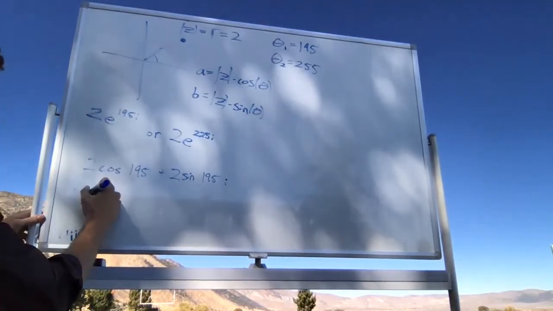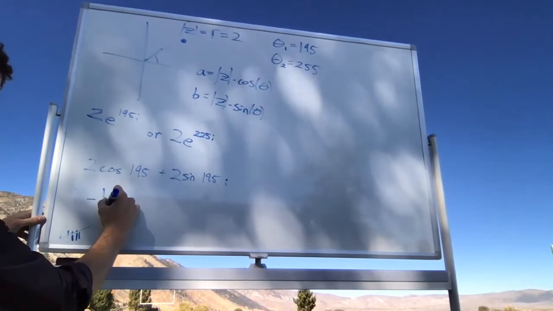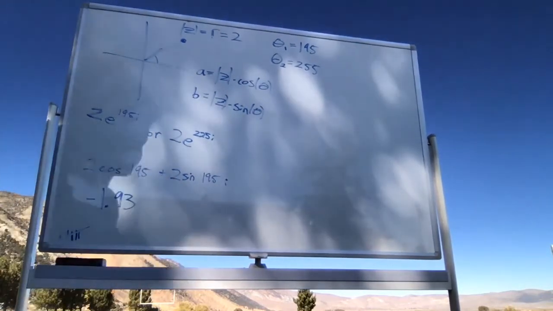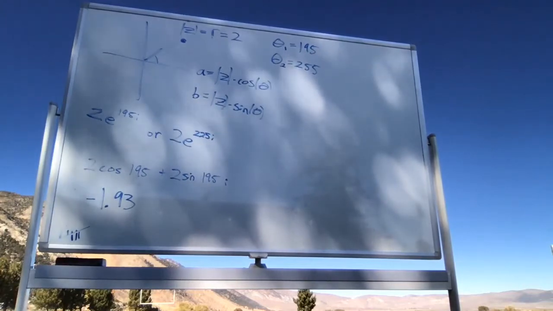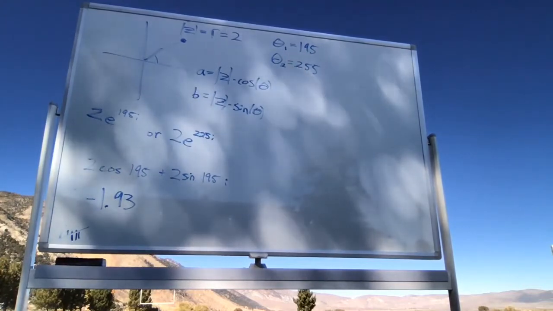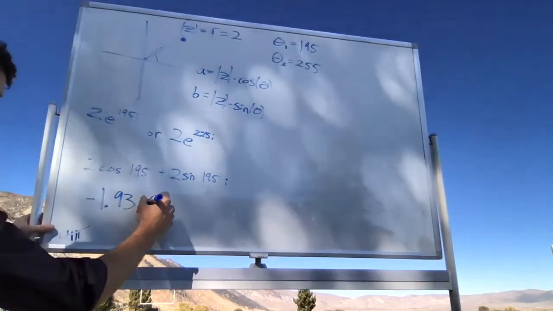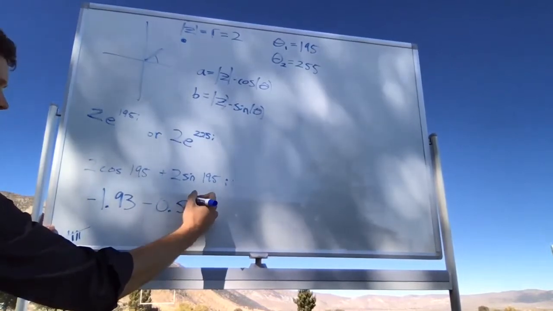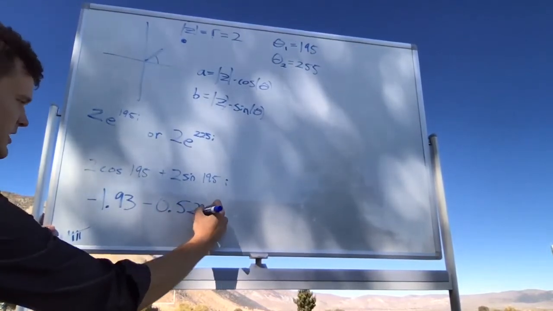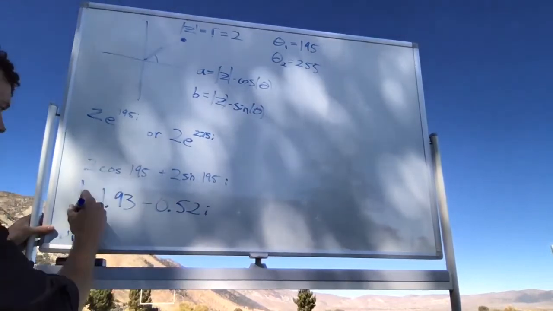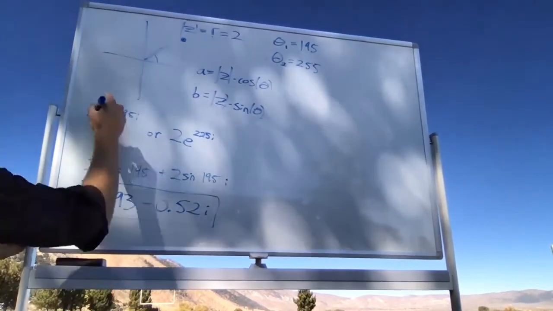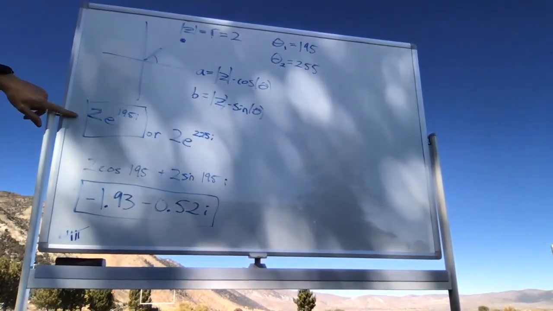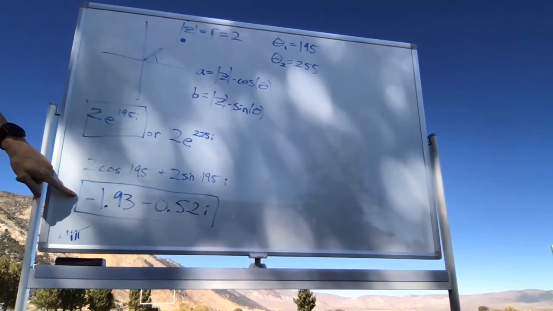1.93. Okay, and then someone else do 2 sine of 195. Just one, 0.52i. Okay, there it is. This is one of the 2 answers, just like this is one of the 2 answers. These 2 are the same number. This one is in polar form. This one is in rectangular form.